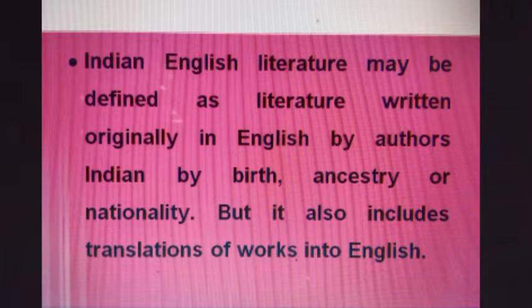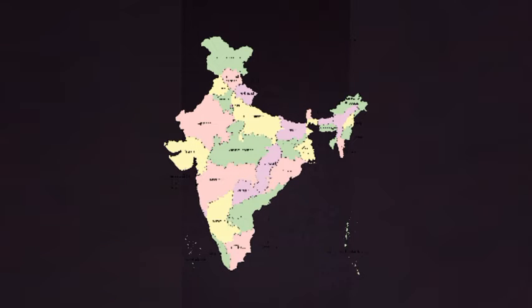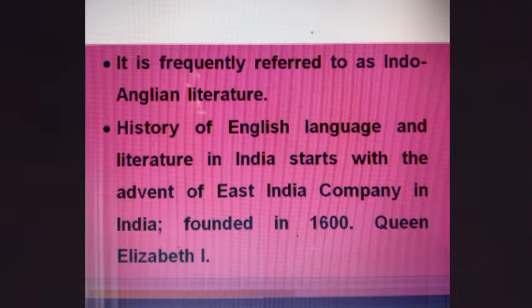The definition: if we try to define the idea of Indian English literature, we can say Indian English literature may be defined as literature written originally in English by authors Indian by birth, ancestry, or nationality. But Indian English literature may also include translation works into English. That means works written in Indian languages but later translated into English language. Indian English literature is frequently referred to as Indo-Anglian literature.